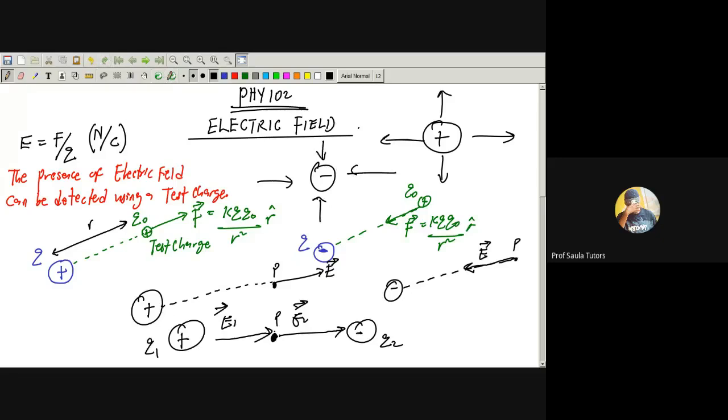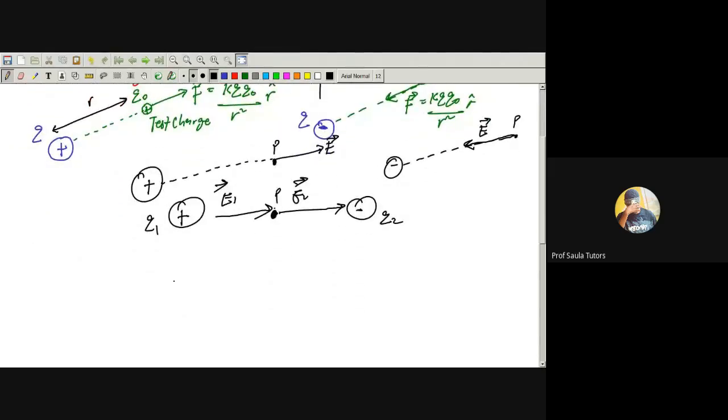Pay attention. How do we find electric field? Remember that our electric field is equal to the force per unit charge. Which charge are we referring to? Is it the source charge or the test charge? It is the source charge. I will explain why.